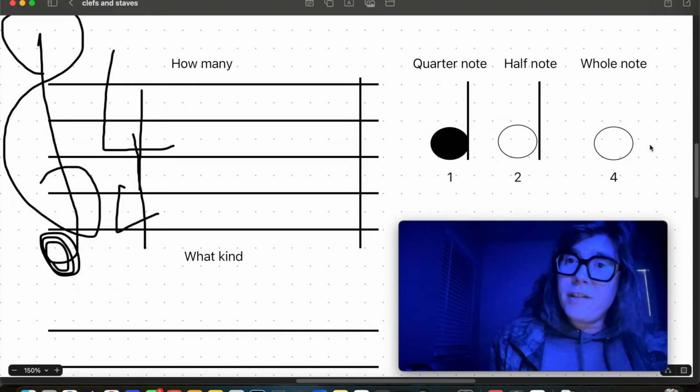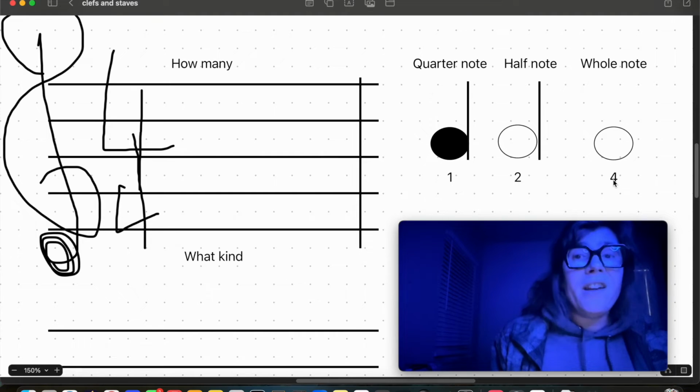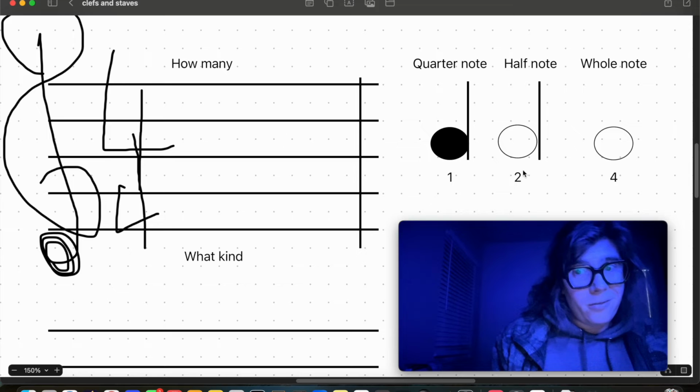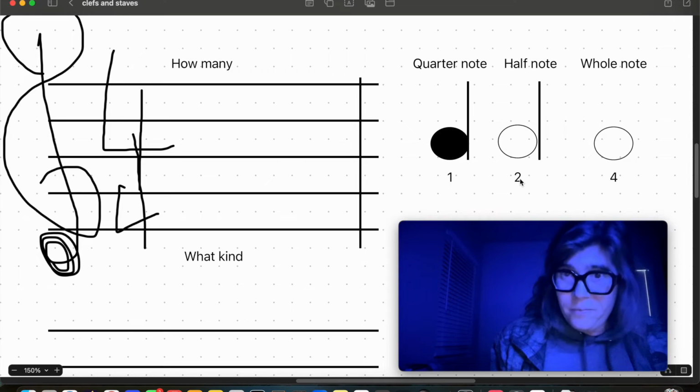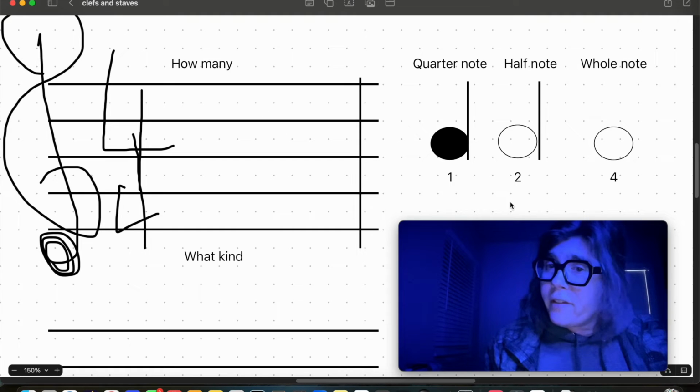Well, in the case of the whole note, only 1, because it has a value of 4. In the case of the half note, well, only 2. In case of the quarter notes, only 4. But we could think about a combination of these things.